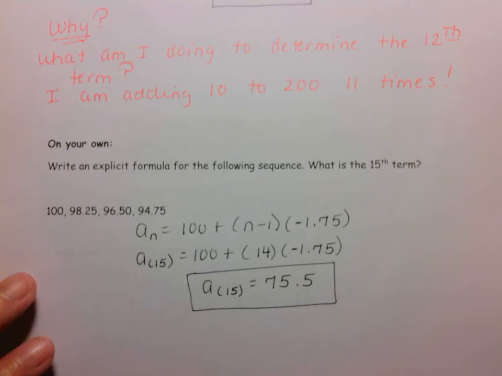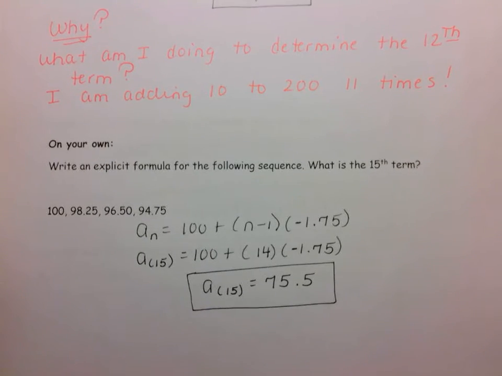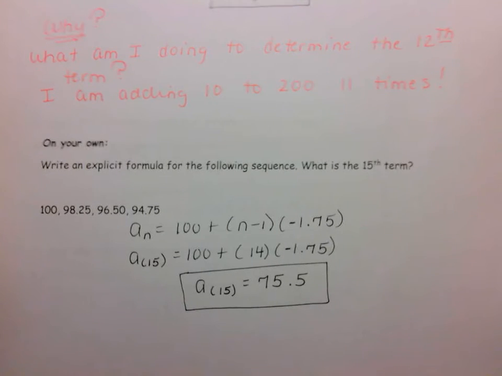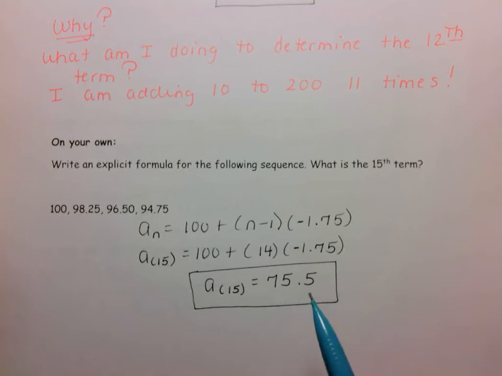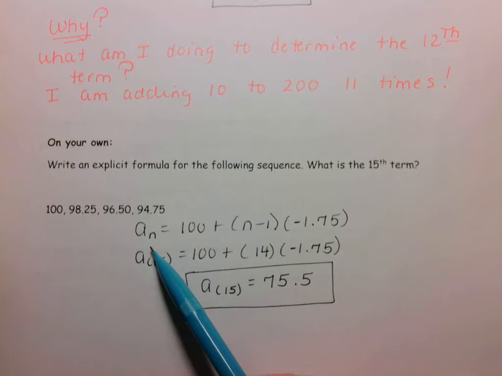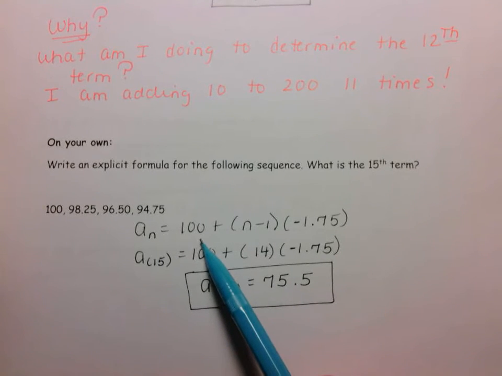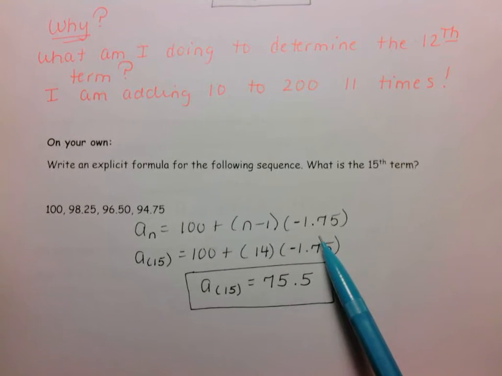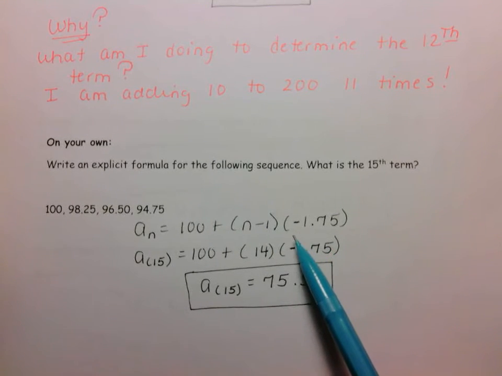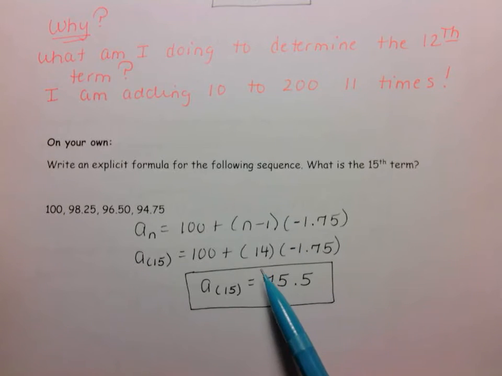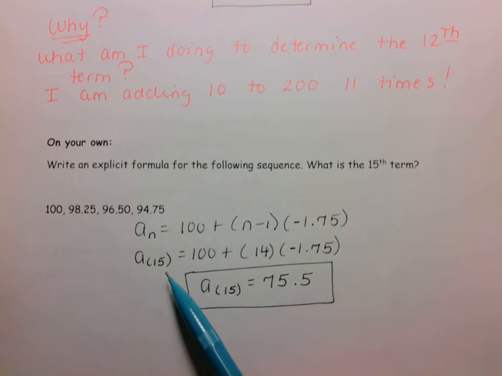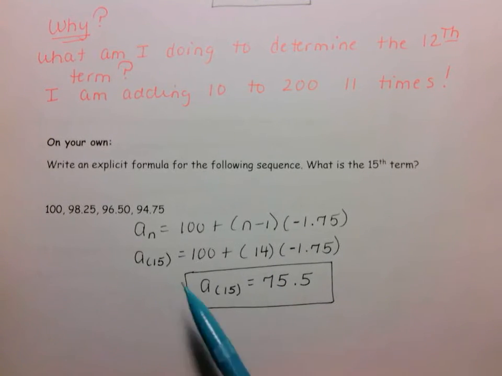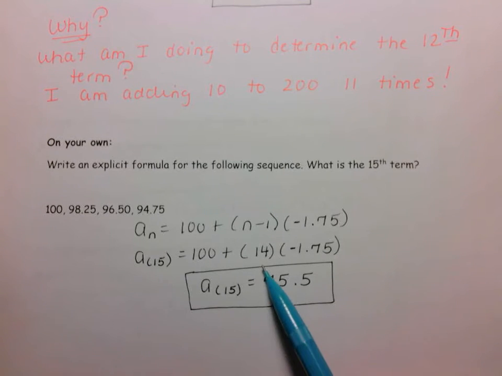And here's your answer. A of 15, or the value of the 15th term, is 75.5. Why? Because what am I doing? Well, here's your formula. The value of any desired term equals the value of the first term plus n minus 1 times negative 1.75. First of all, make sure you use parentheses there to communicate multiplication and not subtraction. That's super important. But what am I doing to find the 15th term? If n is 15, n minus 1 is 14.